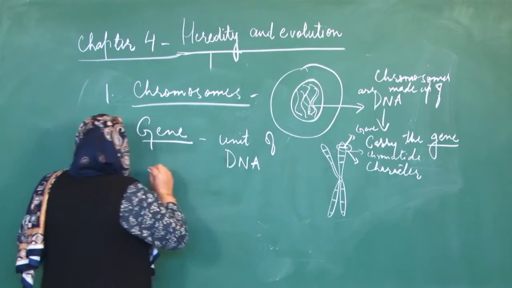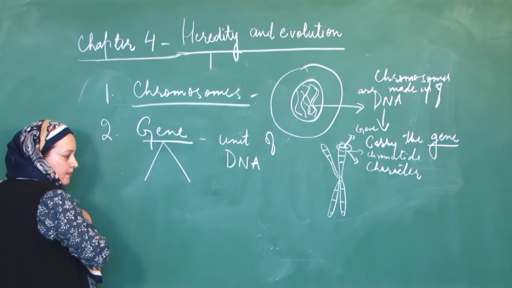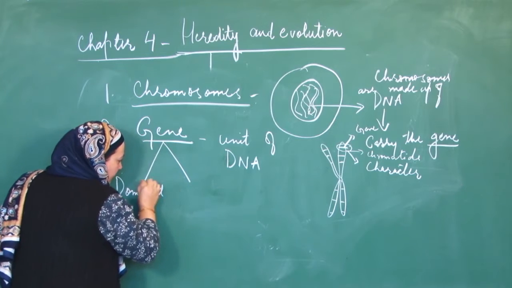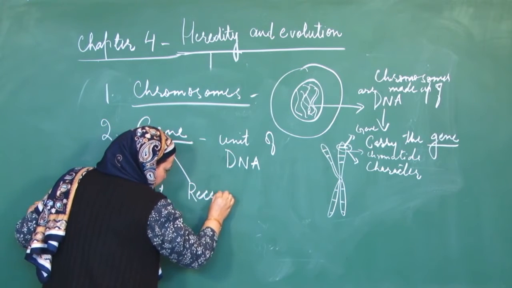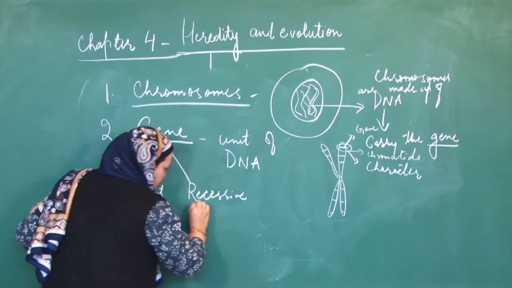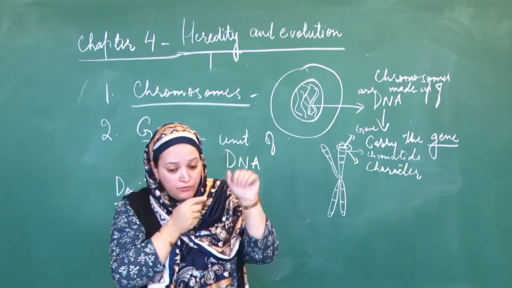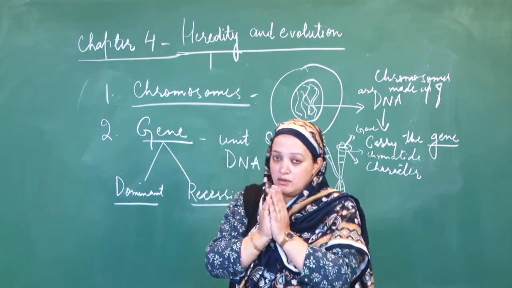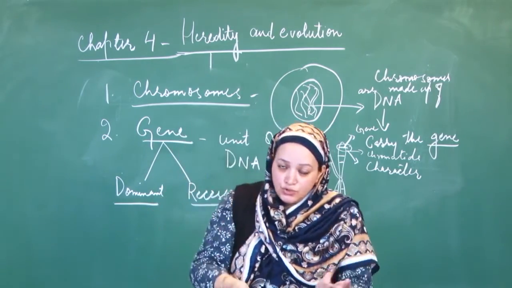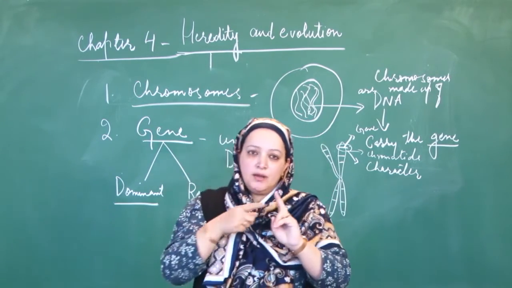Now these genes are of two forms, dominant and recessive. What is a dominant gene and what is a recessive gene? As I already told you, there are two forms of genes. One comes from the father, one comes from the mother, and it makes a normal number of chromosomes, and we have always two genes for a particular character. Now these two genes can be either dominant or recessive.